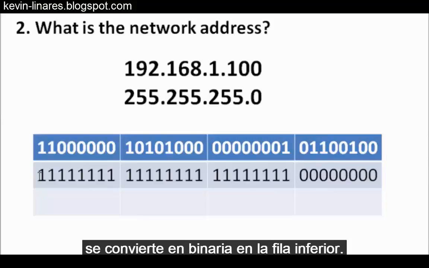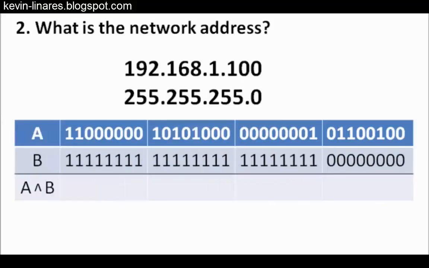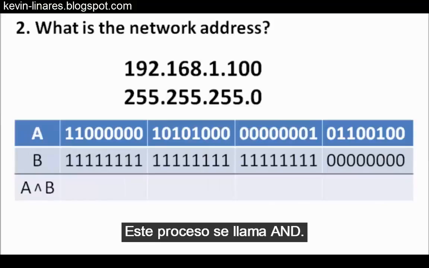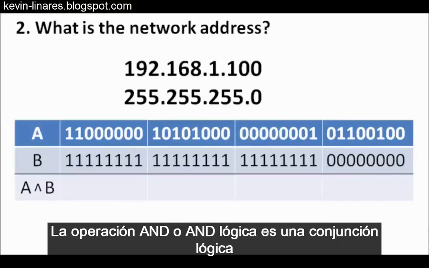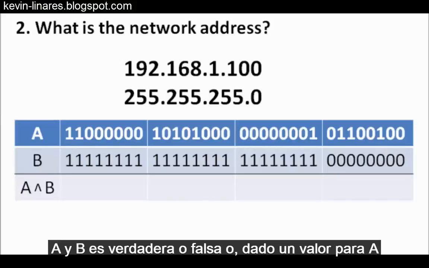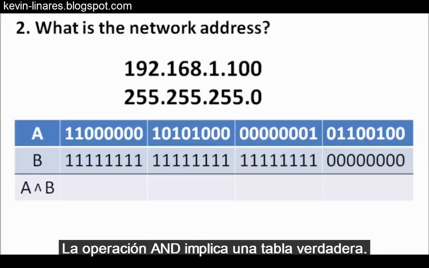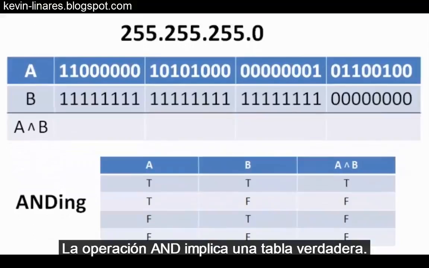The router and your computer can calculate the network address by combining the IP address and the subnet mask. This process is called ANDing. ANDing, or logical ANDing, is a logical conjunction where we need to figure out whether the statement A and B is true or false given a value for A and a value for B. So logical ANDing really involves a truth table.